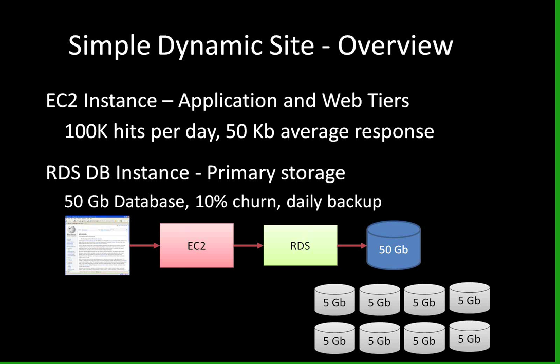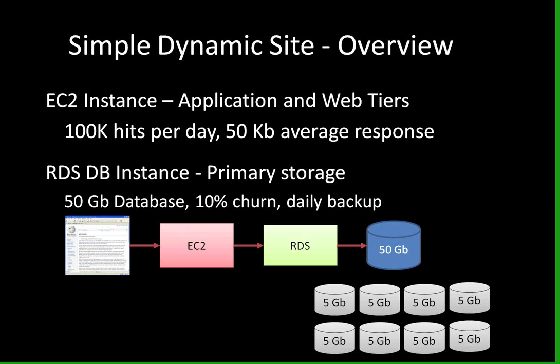So the architecture that I have here, we're going to have a single EC2 instance that runs both the application and the web tiers. We're going to expect 100,000 hits per day on that site, and we expect that we're going to deliver about 50 kilobytes of data in response to each of those requests.